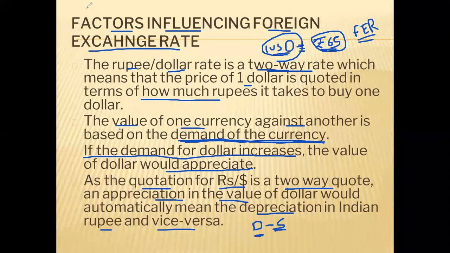Why? Because it's a two-way quote, it is an equation. If the left hand side currency's value is increasing, the right hand side currency value should decrease. Or if the left hand side currency value is decreasing, the right hand side currency value will appreciate. You can understand it like that also. If the dollar is appreciating, the rupee is depreciating. If the dollar is depreciating, the rupee will appreciate, because this is a two-way system of quoting currencies.